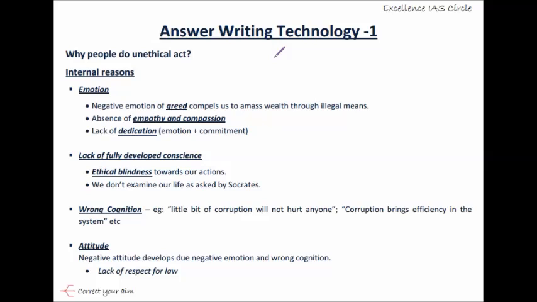So I'm introducing you to this answer writing technology. This is basically a framework to answer questions related to this: why do people do unethical acts? Now, I'll give you a little bit of background before I finally summarize everything for you. I'll not be teaching this in detail, but I'll give you a rough idea so that you also understand the underlying theory and would be in a better position to answer questions like these.